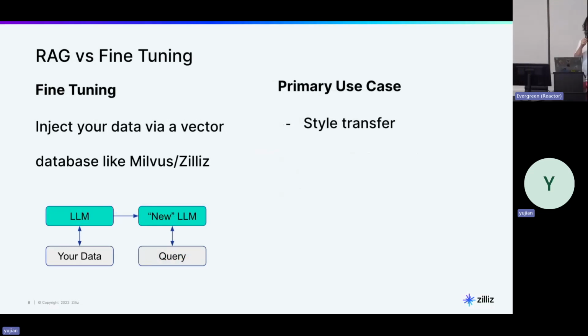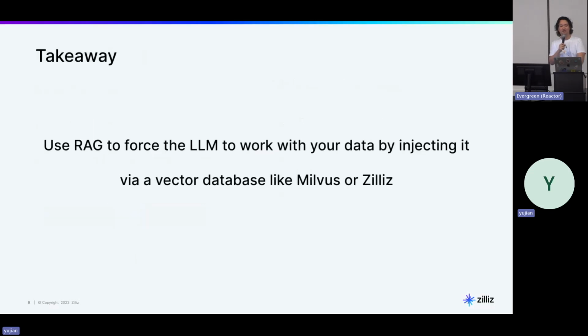And the way you can think about fine tuning is essentially adding a little layer, a little extra prompt, a little extra context in your prompt window. Okay, so that's what fine tuning is. That's what RAG is. And the takeaway from this section is basically use RAG to force the LLM to work with your data by injecting it via a vector database like Milvus or Zilliz.